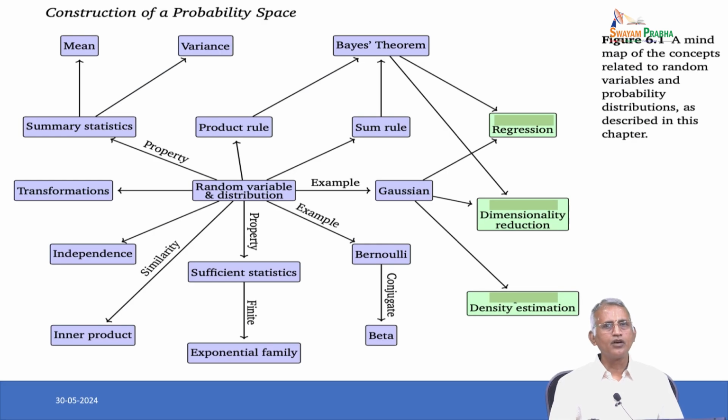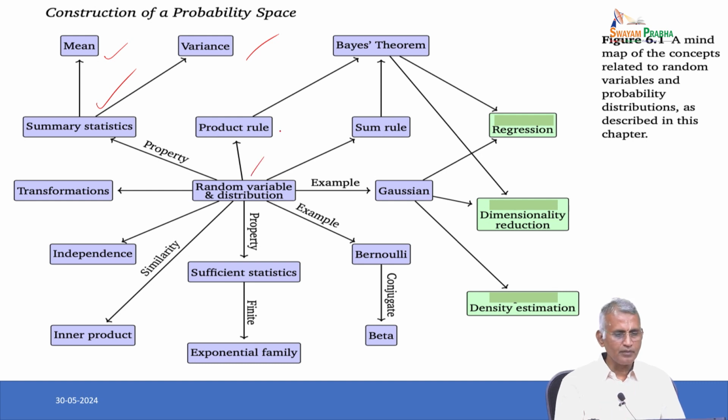Now, we have to understand the flow chart of construction of a probability space. You collect the data, and from the data find the mean and then the variance. Based on the mean and variance, we have the summary statistics. That summary statistics is based on the topic of random variable and distribution.